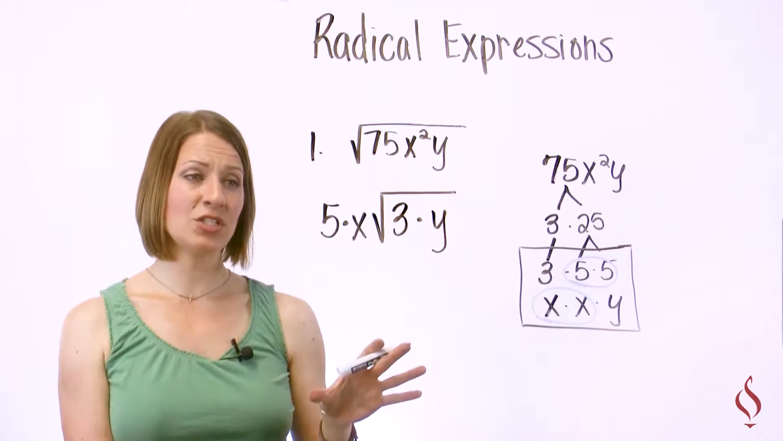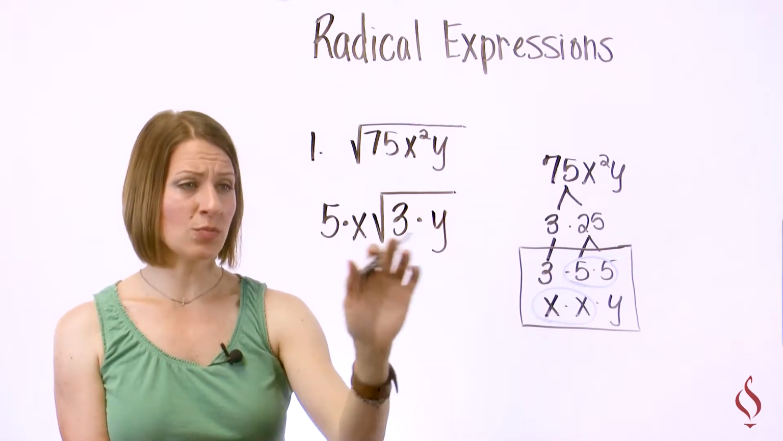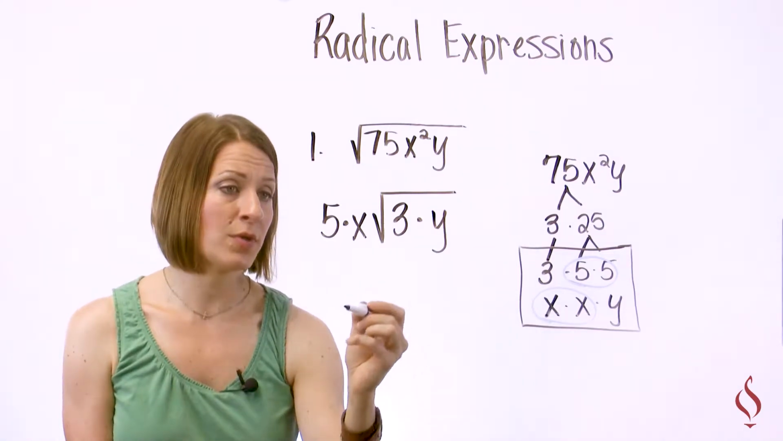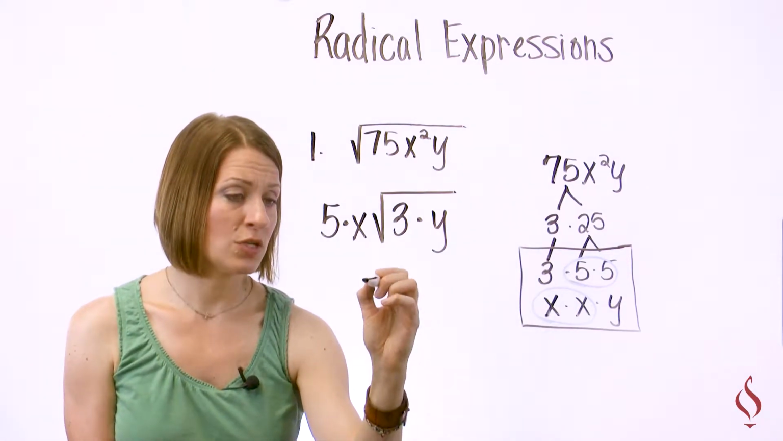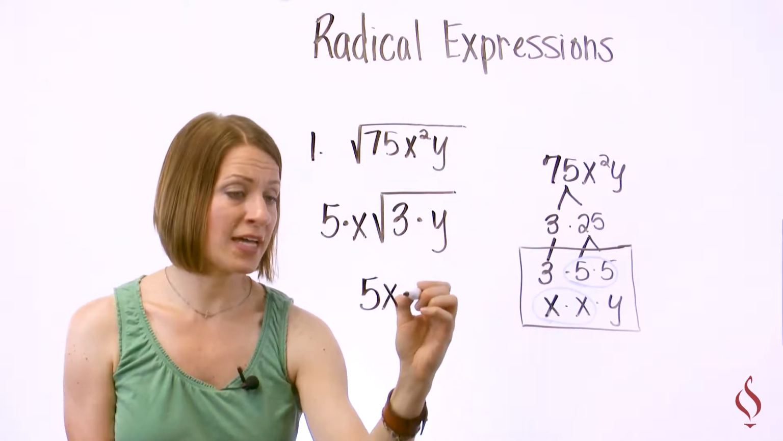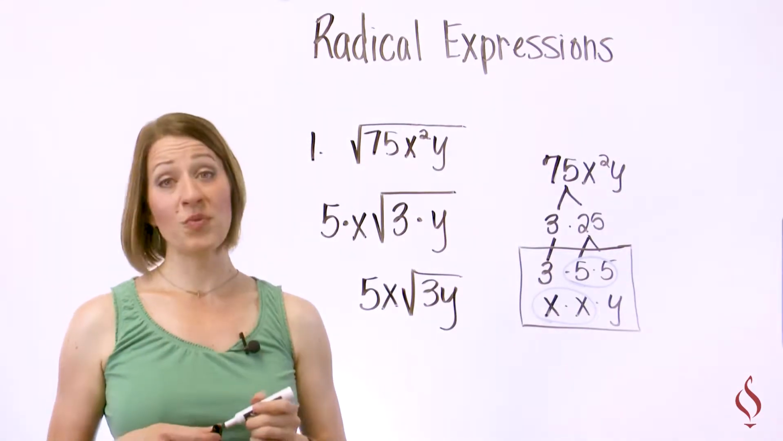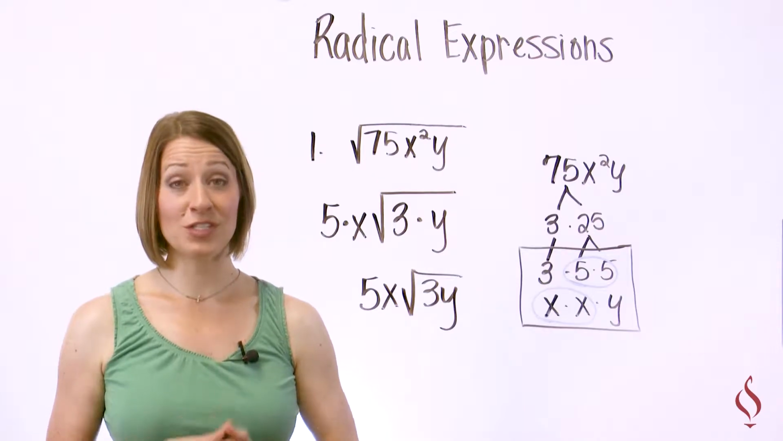The last thing I want you to do: we really don't need those multiplication dots in there. So rewrite this problem without those dots. It really can just be 5x square root of 3y. And that's your answer for this first example.